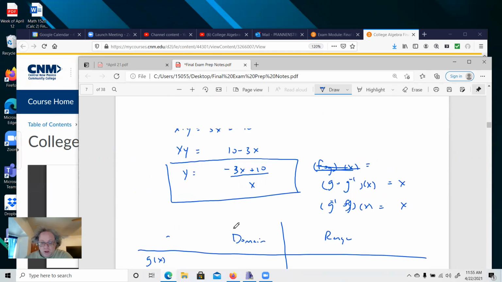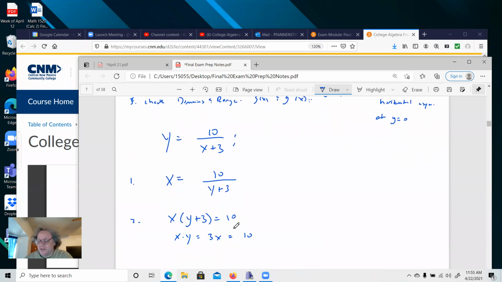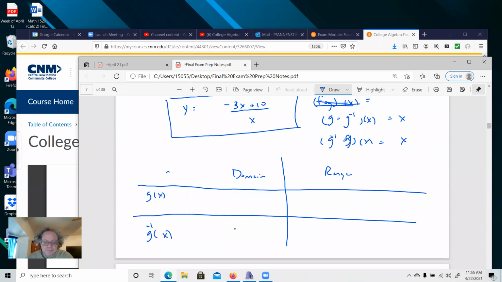So going back up to the original function, it's 10 over x plus 3. It looks like our domain is everything that isn't the vertical asymptote. So we're going to go negative infinity to negative 3, union negative 3 to positive infinity. We just skipped over x equals negative 3. Our range, well, we have a horizontal asymptote at 0, so we're going to skip over y equals 0. So our range is negative infinity up to 0, skipping over 0 and going up to positive infinity.